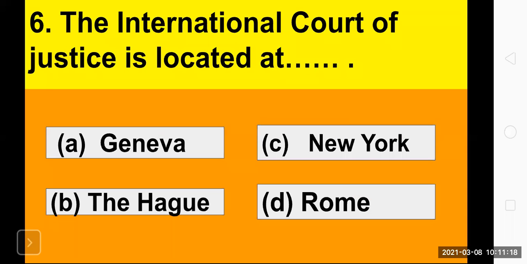Next question. The International Court of Justice is located at. So where is the International Court of Justice located: in Geneva, in Hague, in New York, or in Rome?